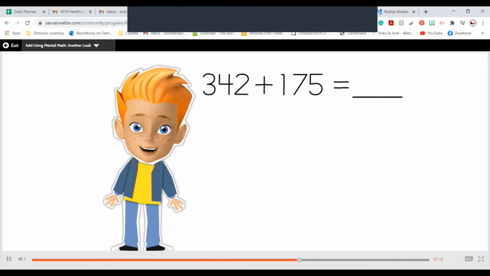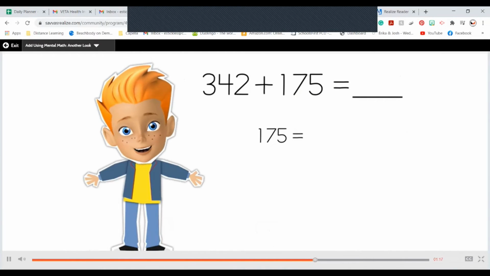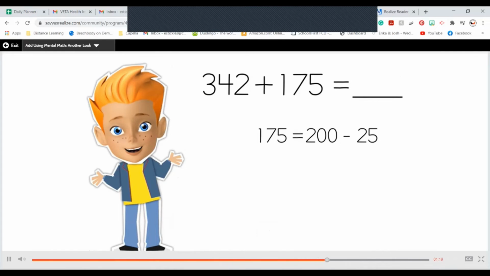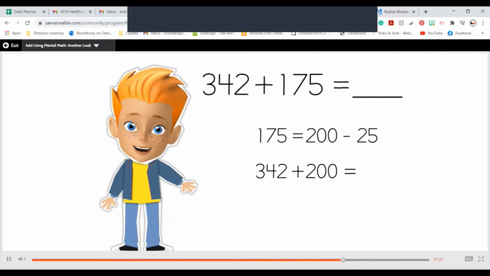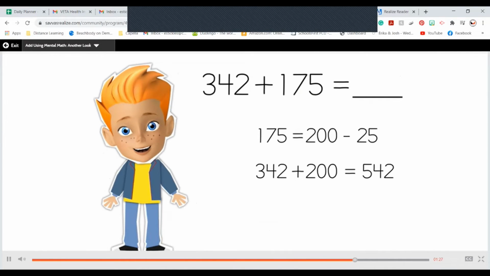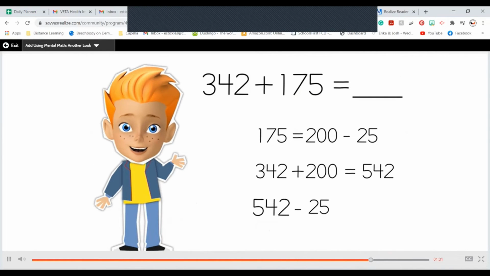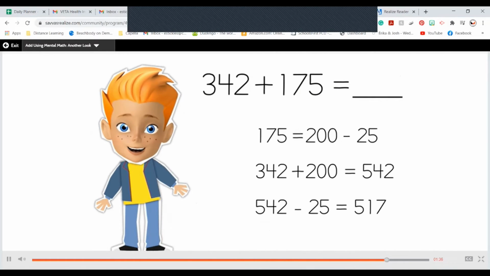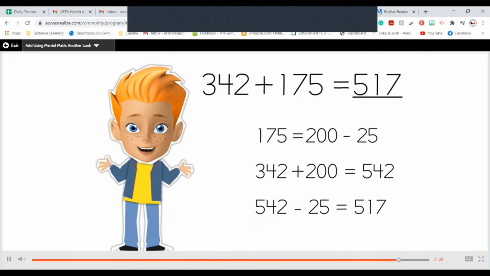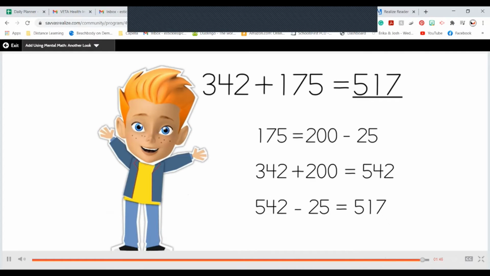Another way is to add using easier numbers. 175 is 200 minus 25. So if I add 342 plus 200, I get 542. Oh, I get it. Now you have to subtract the 25 from the 542 to get the answer. Well, that's just 517 again. It's the same as before. It sure is, Alex. 2 great ways you can use to add 3-digit numbers. And I love both of them.